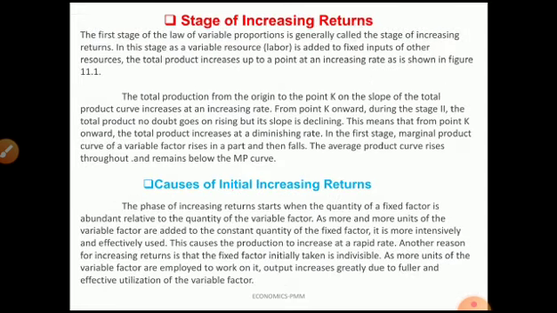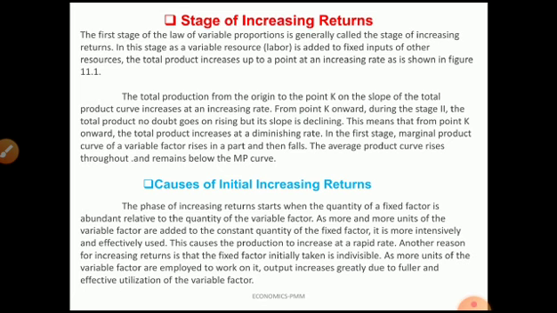Now stage 1 is also called increasing returns. In this stage, as a variable resource or labor is added to fixed inputs of other resources, the total product increases up to a point at an increasing rate as shown in the figure. Here, from the origin to the point K, the slope of the total product curve increases at an increasing rate. And from point K onward, during stage 2, the total product no doubt goes on rising, but its slope is declining.